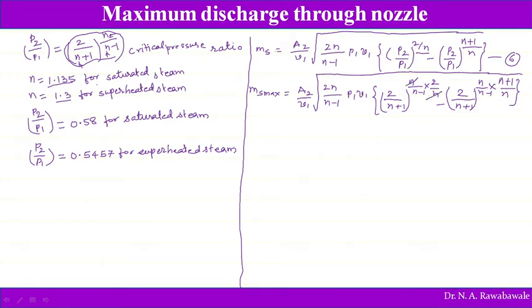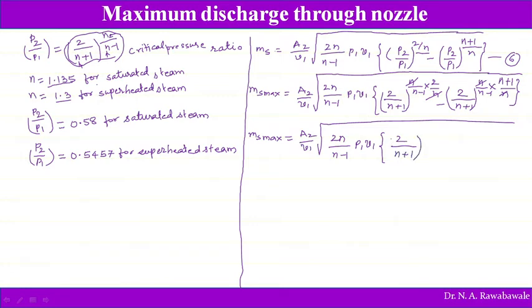Now we will simplify. This n gets cancelled, this n gets cancelled, and the things which remain we rewrite. The maximum mass of steam discharge is equal to A2 divided by V1, square root of 2n divided by n minus 1, P1 V1, in bracket, (2 divided by n plus 1) to the power of 2 divided by n minus 1, minus (2 divided by n plus 1) to the power of n plus 1 divided by n minus 1.